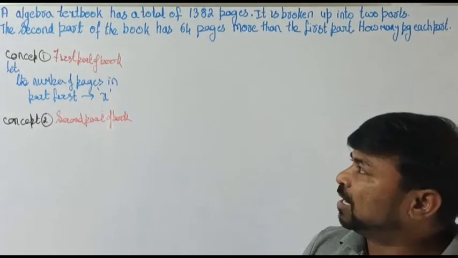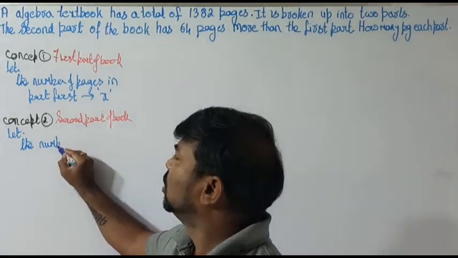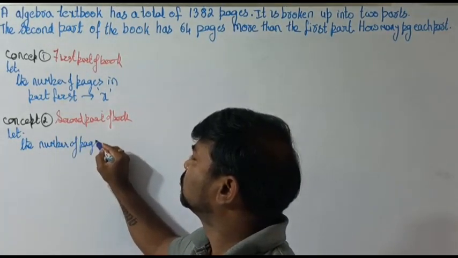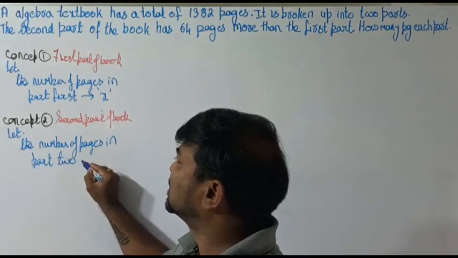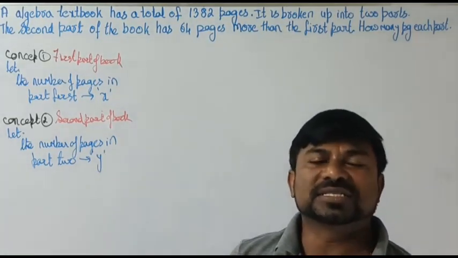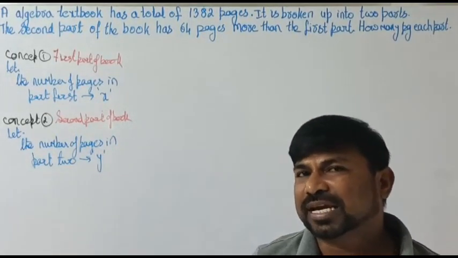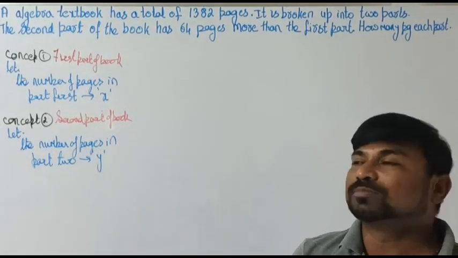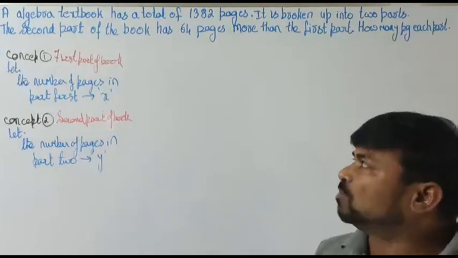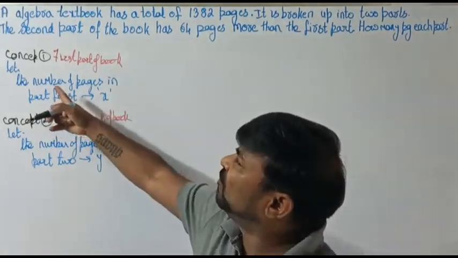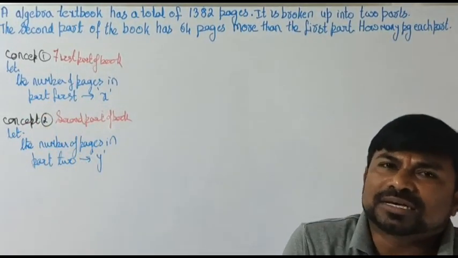Now let's get to the second part. Let the number of pages in part 2, the second part, let us take it as y. So the number of pages in the first part is x and the number of pages in the second part is y. Those are the two concepts we have taken. Why did I take the first part as x and the second part as y? Well, we will see whether it is correct or not.